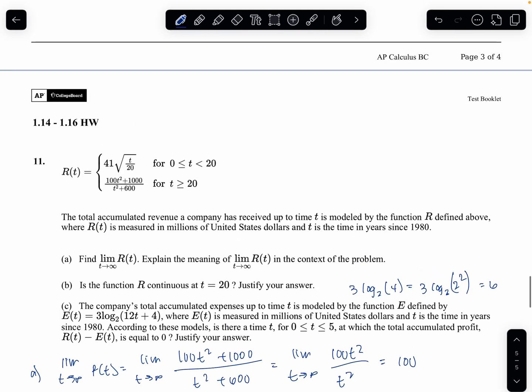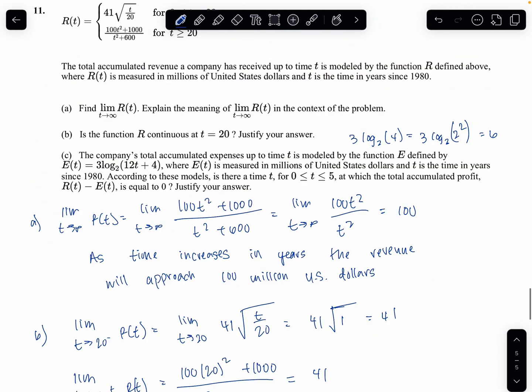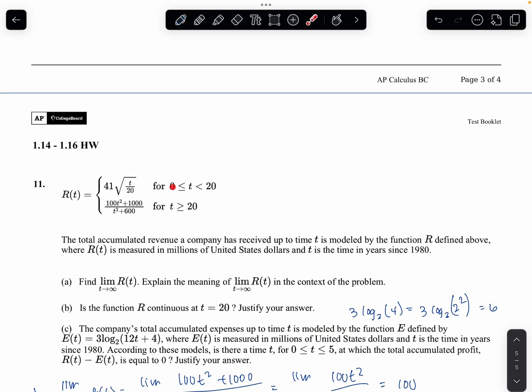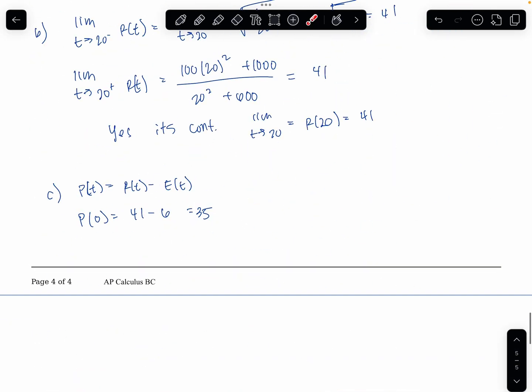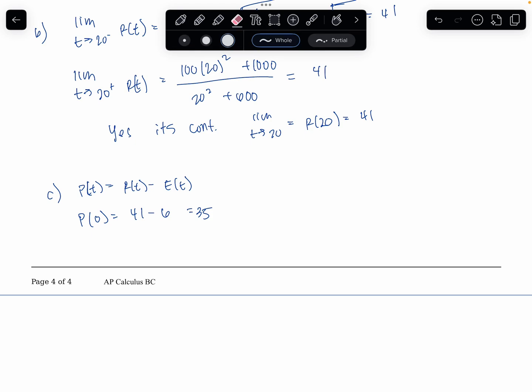Hold up. Plug in 0 here. That's not plus or minus, that's times. So this whole thing becomes 0. That becomes 0, not 41. So this becomes equal to negative 6. So their total profit is negative $6 million in the first year.